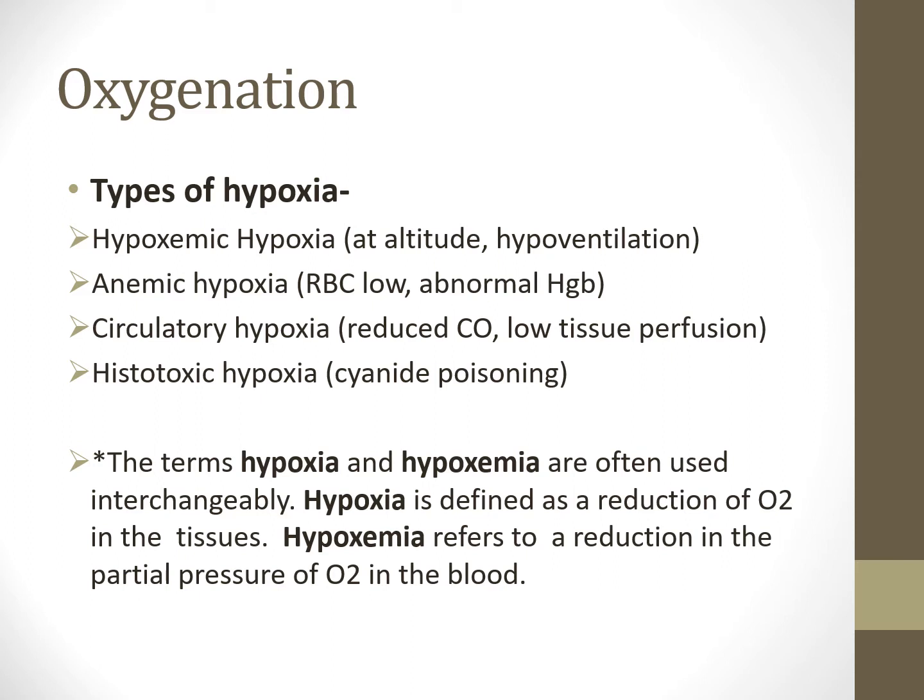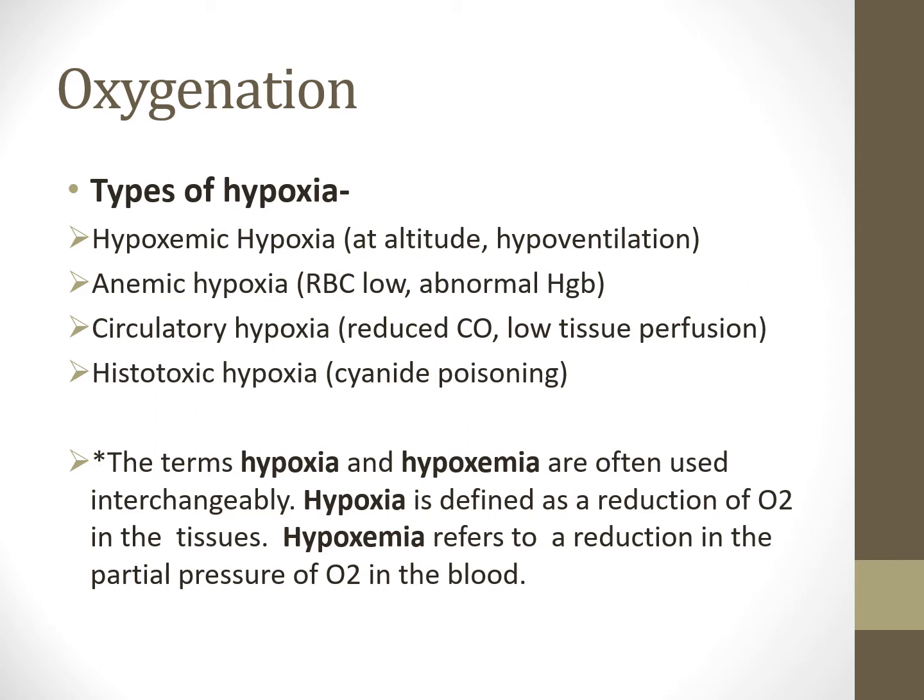So that's going to be represented by a decreased SaO2, a decreased SAT, and a decreased PaO2, the partial pressure of oxygen in the arterial blood. So that's the difference. Always think of "emia" as blood, the partial pressure. Your SAT and your PaO2 are measured values.